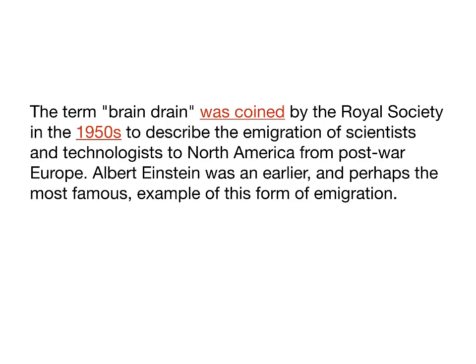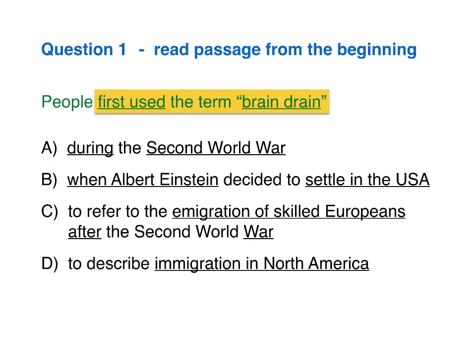We've got 1950s because we're looking for when this term was first used. Emigration of scientists and technologists to North America from post-war Europe. And we've also got Albert Einstein, and he was given as an earlier example. So, if he was an earlier example, well, that's not the correct answer then, because he was an example of this brain drain before the term was used. Anyway, looking at those keywords, let's go back to the question and the choices.